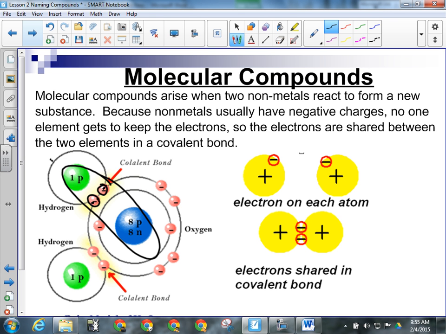All right, so the things to remember here, obviously: molecular compounds are two nonmetals, and they have to keep their electrons, so the electrons are shared between the two elements. That's kind of the big thing there, the big differences.